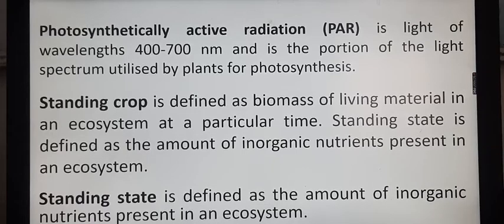Now the definition of PAR, that is photosynthetically active radiation. It is light of wavelength 400 to 700 nanometer and is the portion of the light spectrum which is utilized by plants for photosynthesis. So the wavelength of light which is used by plants for photosynthesis is called PAR. Then standing crop is defined as the biomass of living material in an ecosystem at a particular time. Standing state is defined as the amount of inorganic nutrients present in an ecosystem.